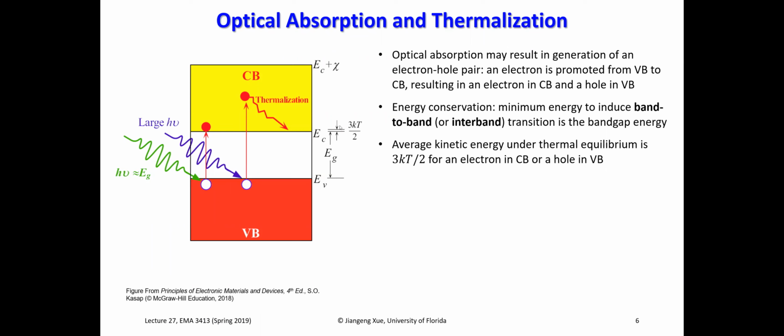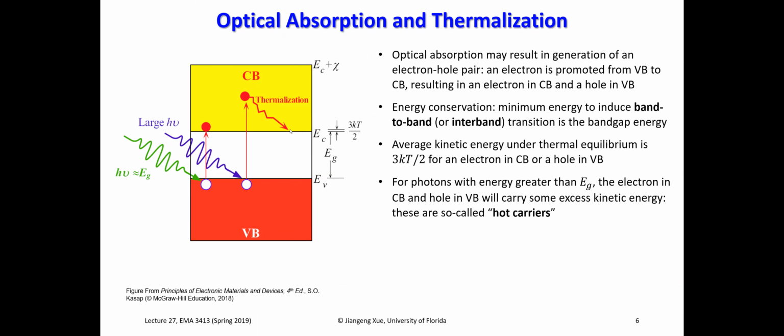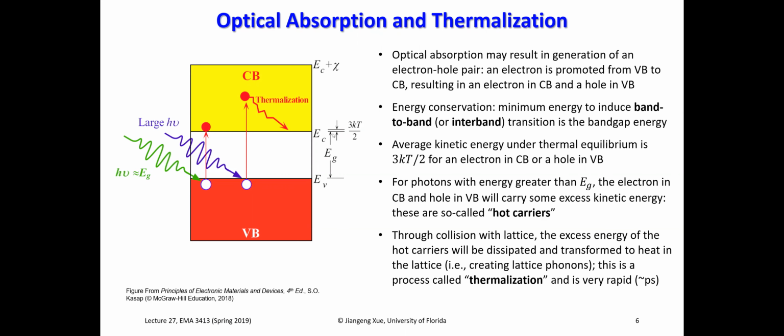And since the average kinetic energy of electrons in the conduction band is only 3½ kT, similar for the average kinetic energy of holes in the valence band, 3½ kT. Eventually, under thermal equilibrium, these electrons and holes, instead of having a very high energy, are going to thermalize and reduce that kinetic energy to 3½ kT, and this is called thermalization. So basically, when the electron has very high kinetic energy, it appears to be very hot. Temperature is high, so through collisions with lattice atoms, the kinetic energy of that electron will be lost, eventually getting to thermal equilibrium. And this is a very rapid process, only on the order of picoseconds.